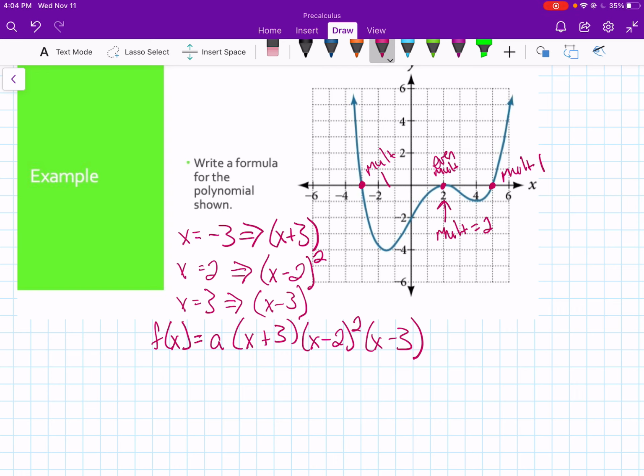Now I'm going to pick a point. I like the y-intercept, that's always fun, to find our a value. So in this case, we have -2 equals a times, and then 0 plus 3 is 3, 0 minus 2 is -2 squared, and then 0 minus 3 is -3. 2 squared is 4 times 3.